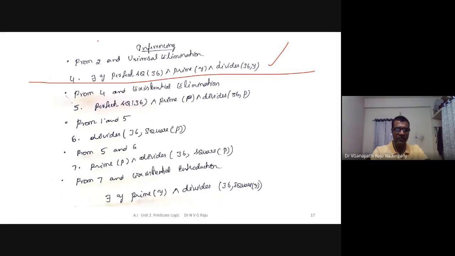Here you write it as from step 2, universal elimination. We have removed for all x, where we have replaced x with 36. And after every statement, please write it in your English words for the exam person. Once it is okay, then I will go for existential elimination. I wanted to remove there exists y.